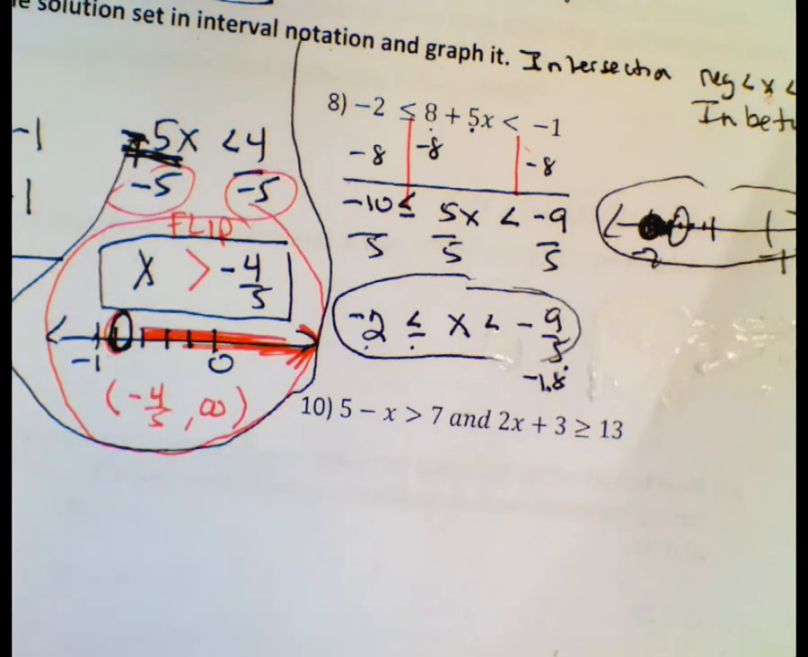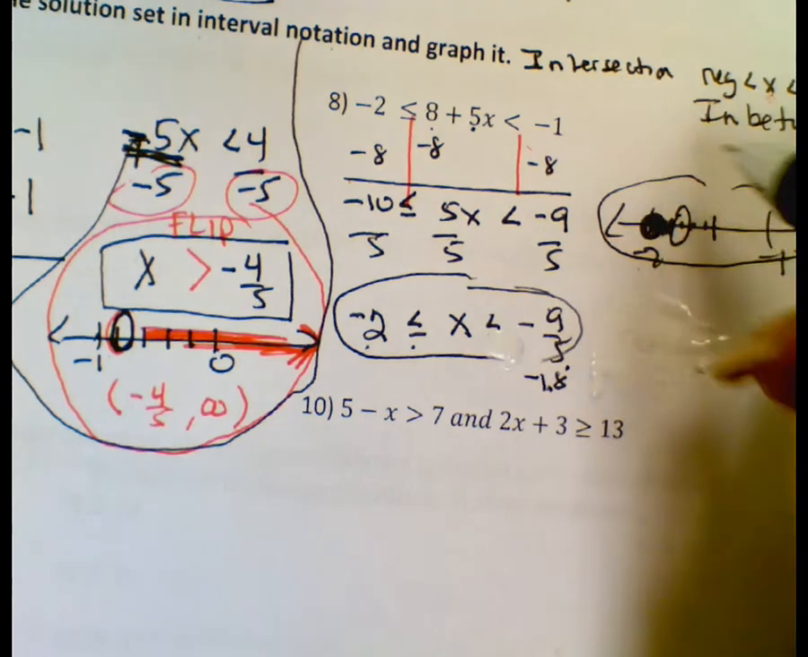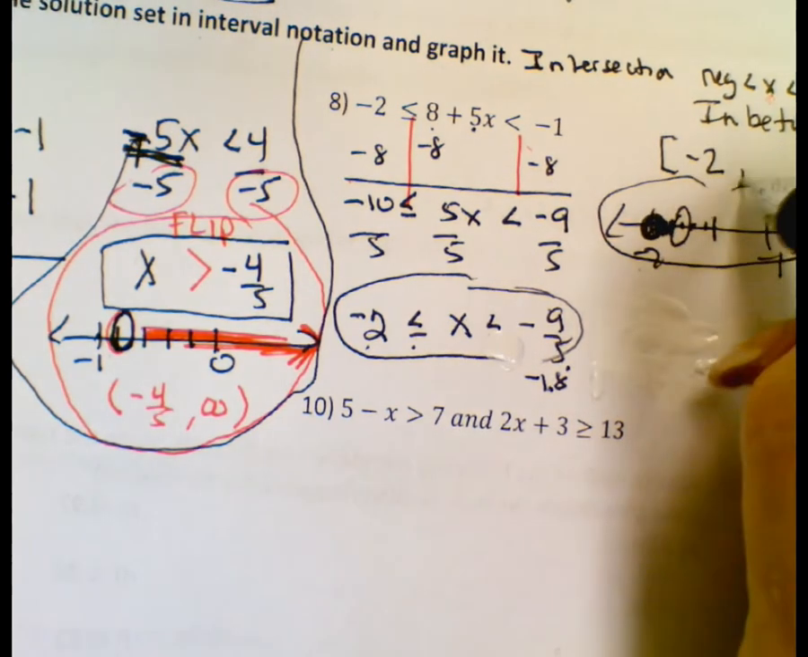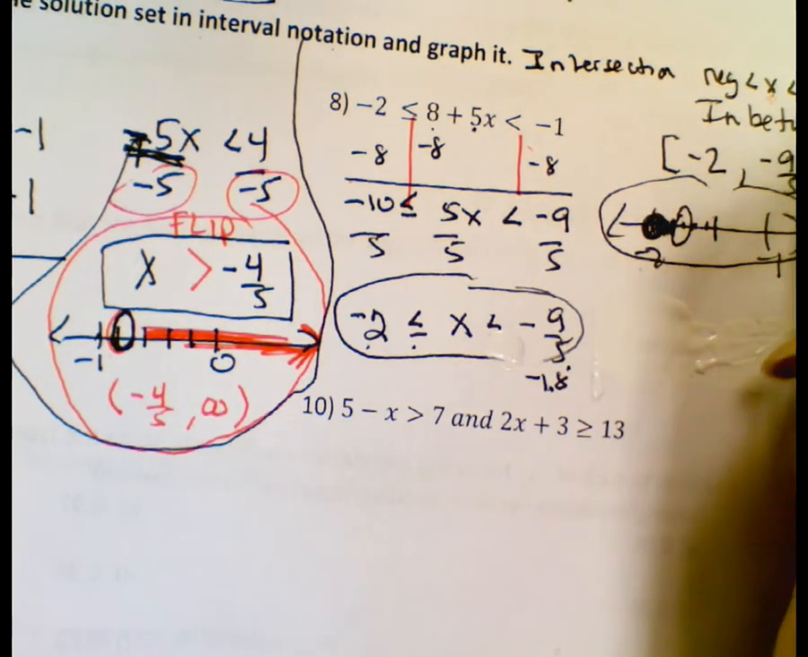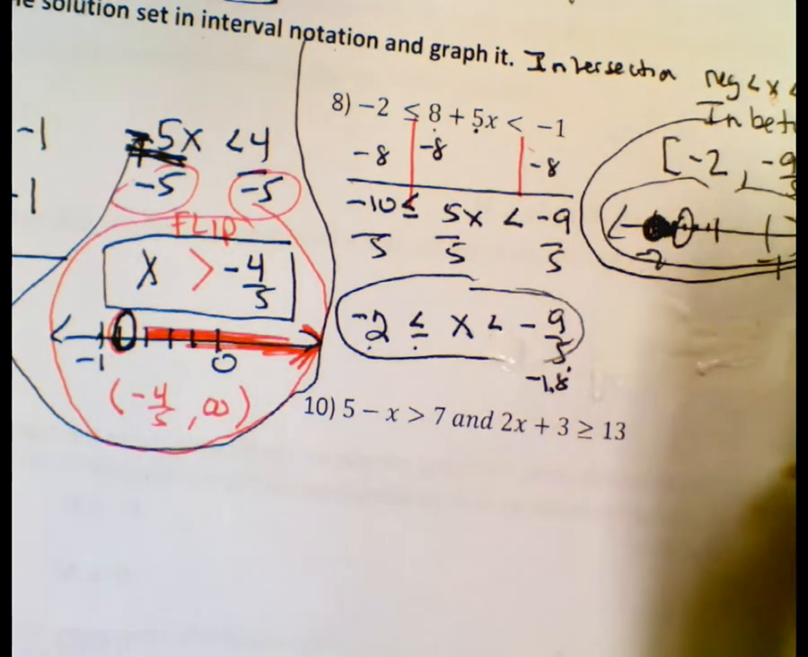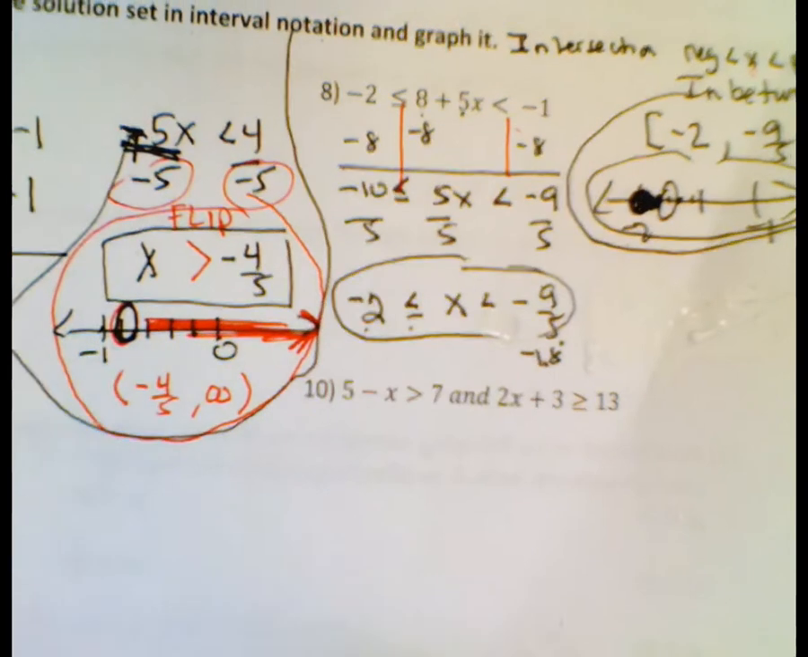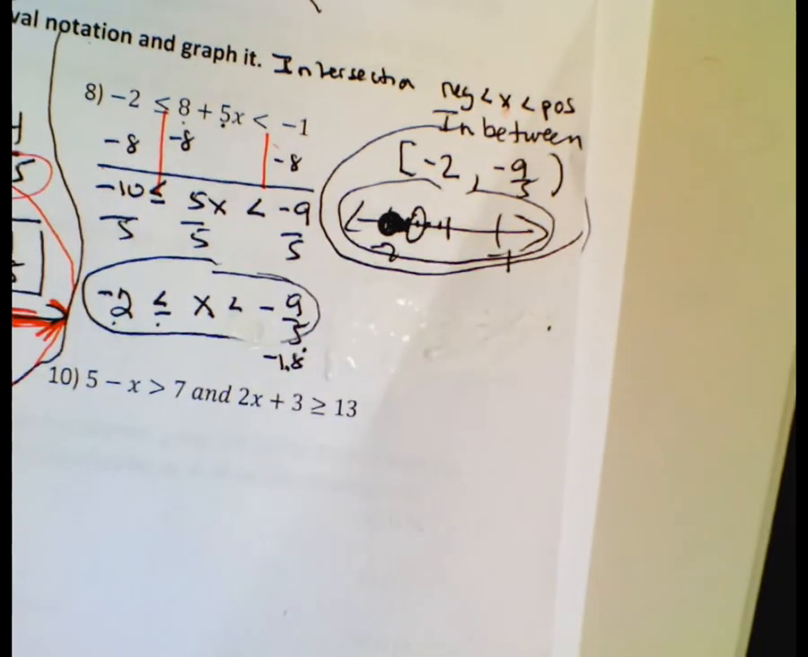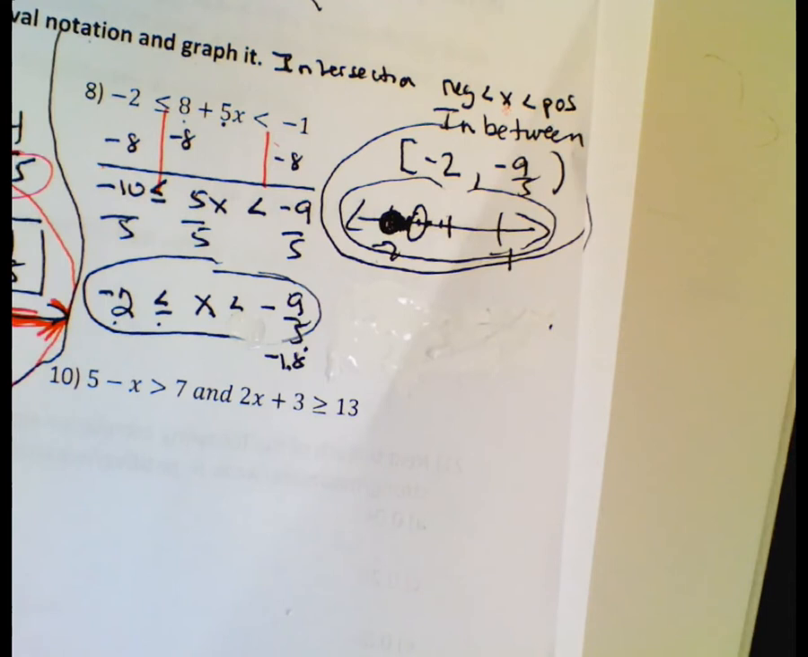Interval notation is going to be a bracket, I'll put it right above it, negative 2 to negative 9/5, parentheses. So these are both your answers too. I would rewind that if you didn't understand it. Rewind it, play it again until you get it.